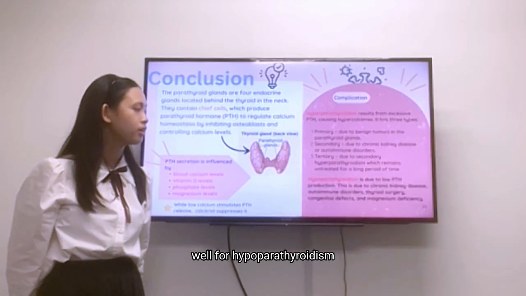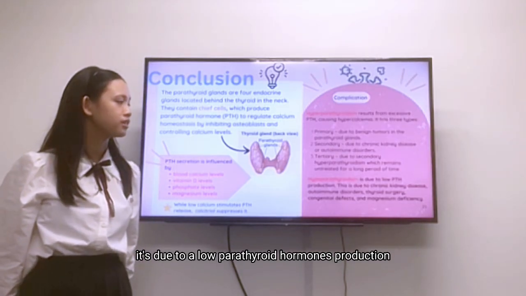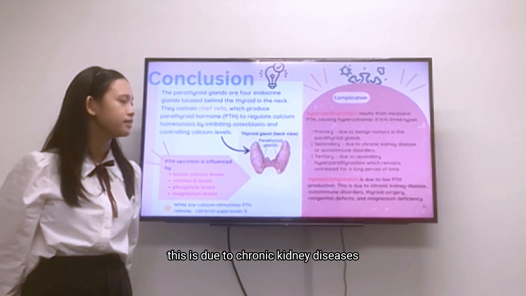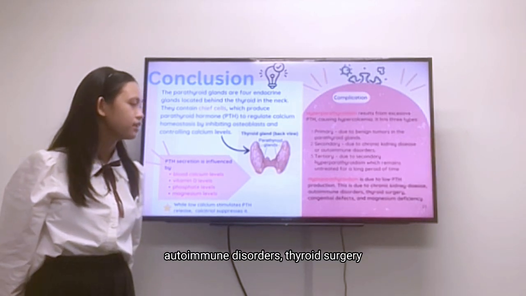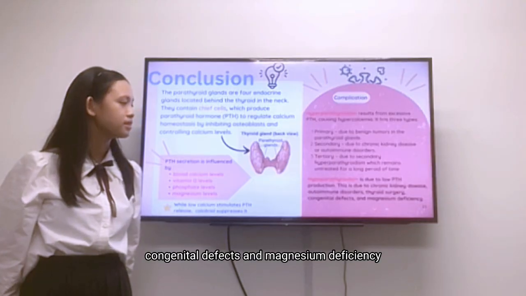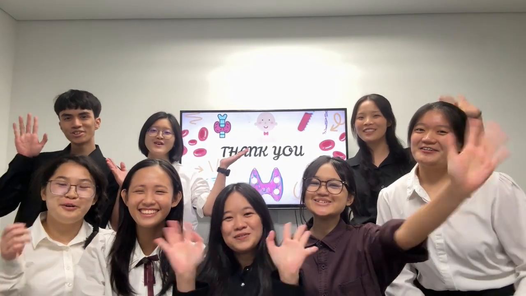While for hypoparathyroidism, it's due to low parathyroid hormone production. This is due to chronic kidney disease, autoimmune disorders, thyroid surgery, congenital defects, and magnesium deficiency. That's all from us. Thank you!